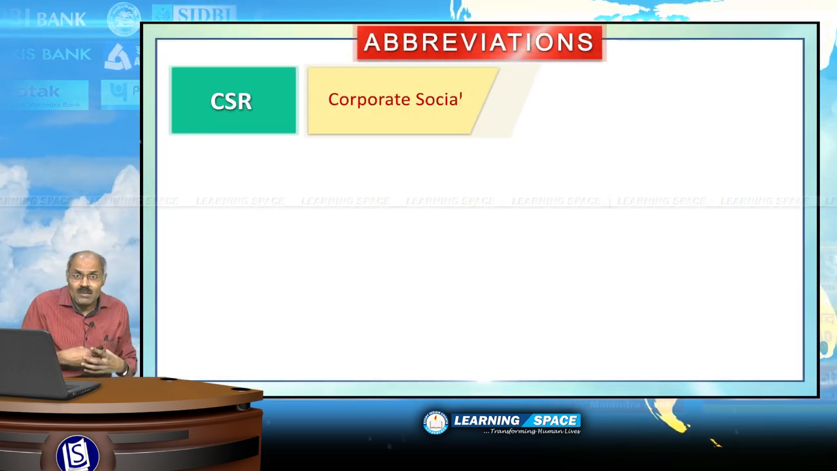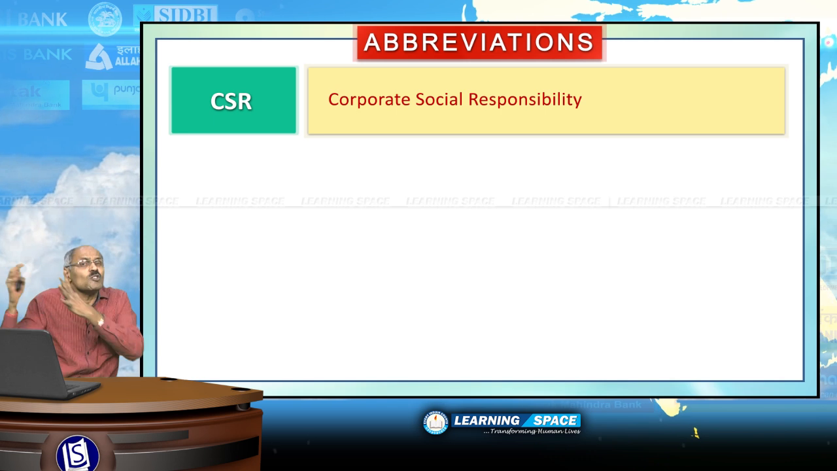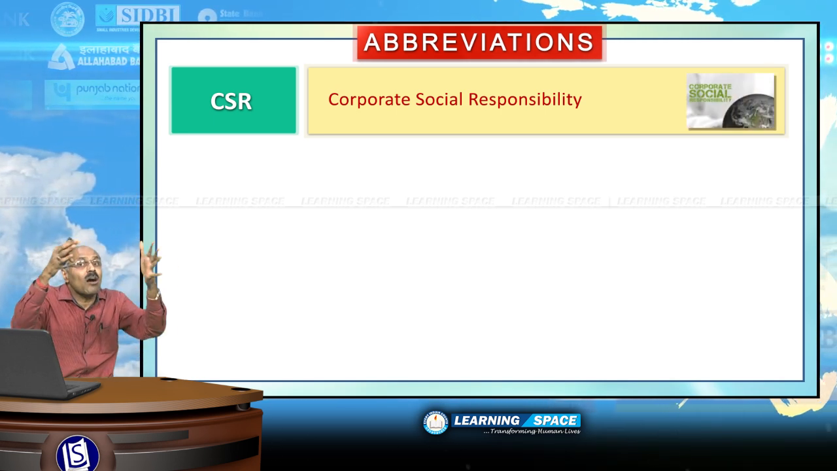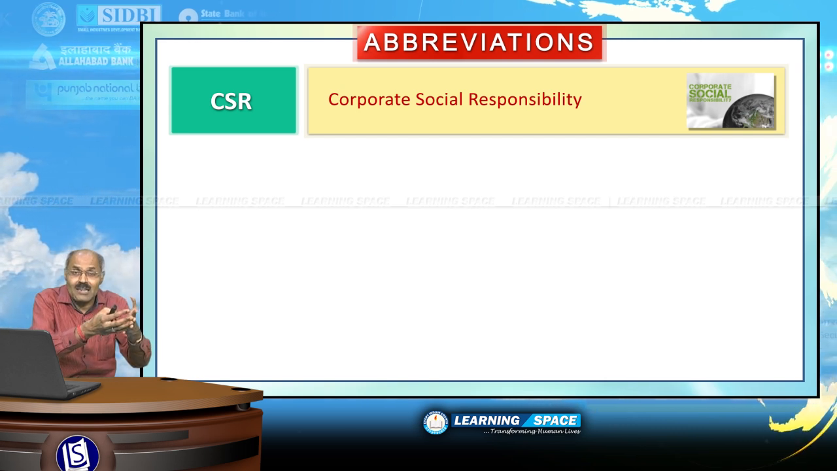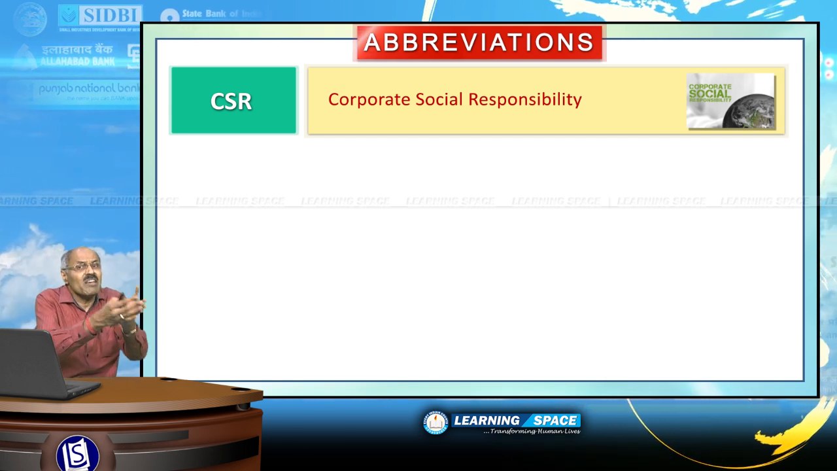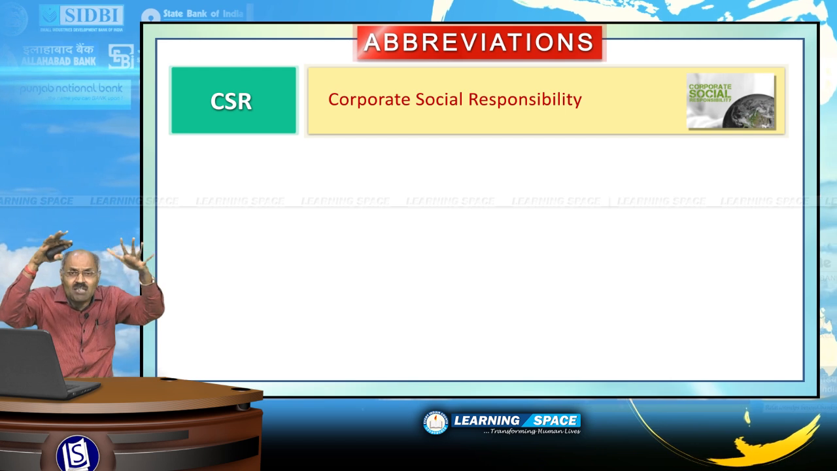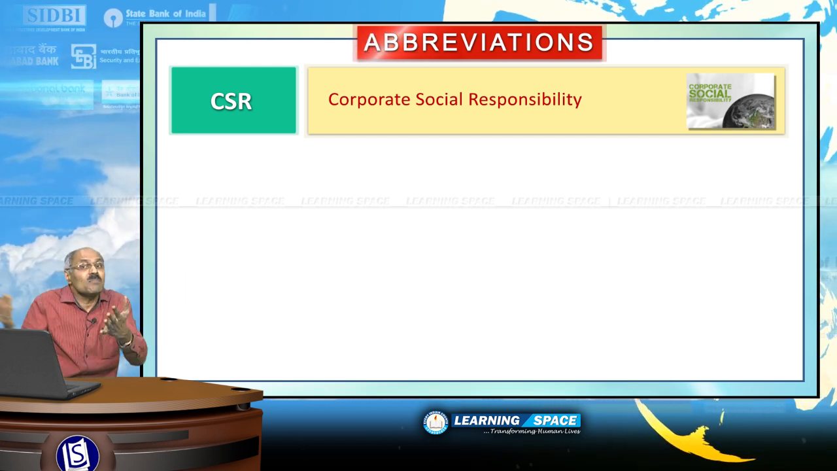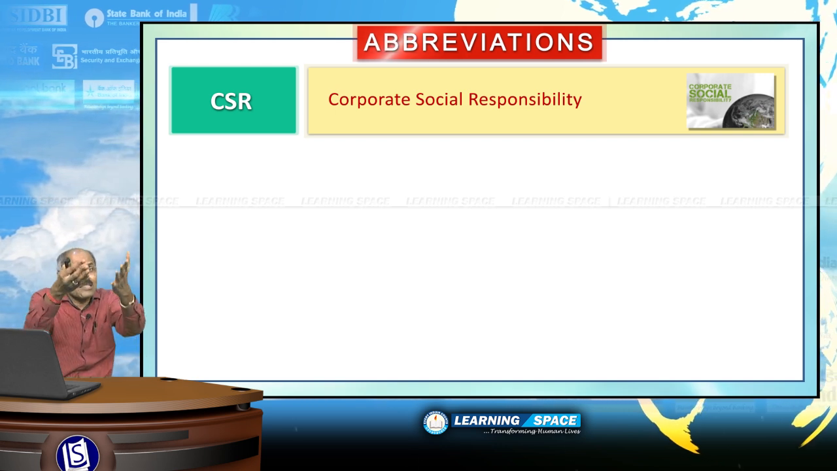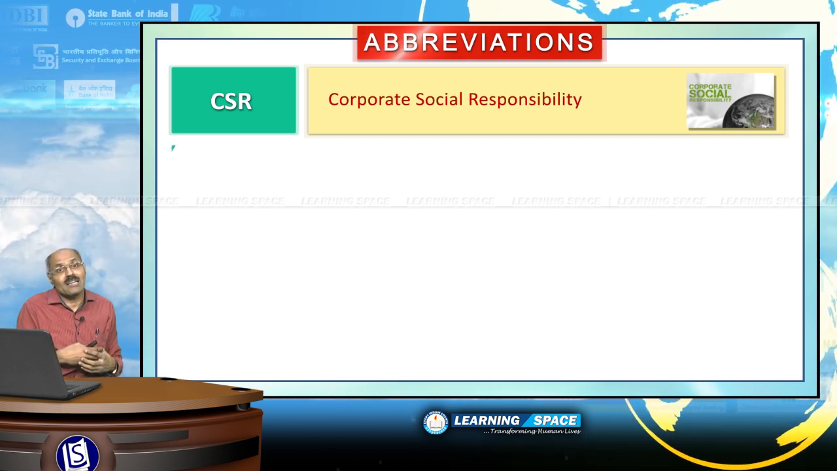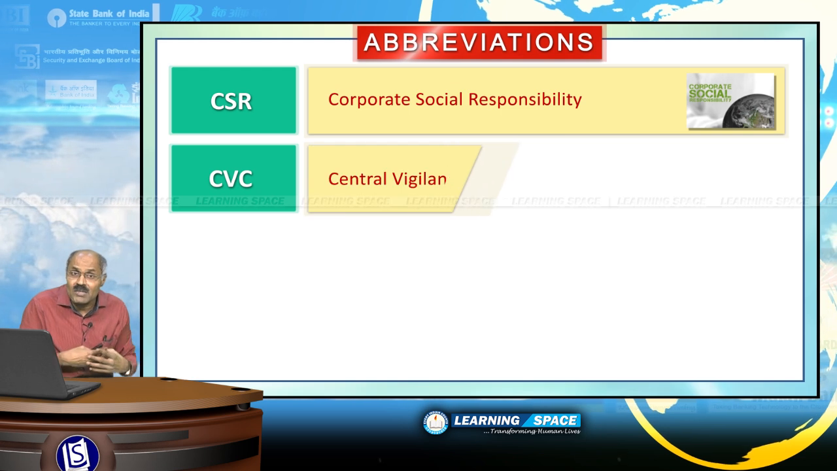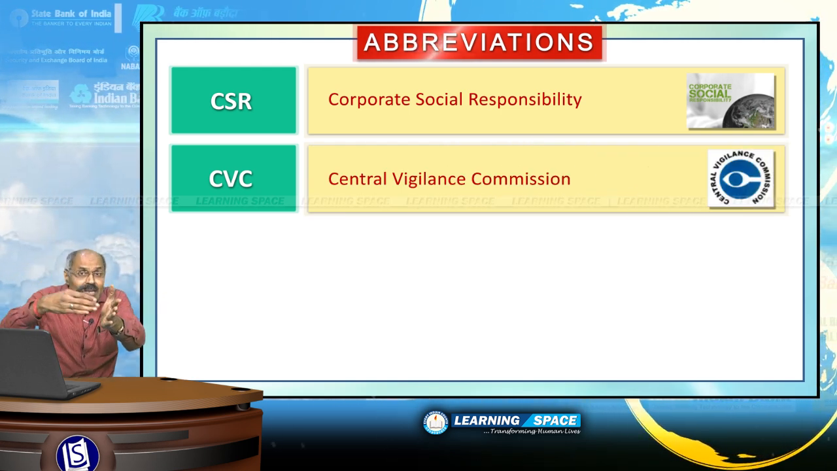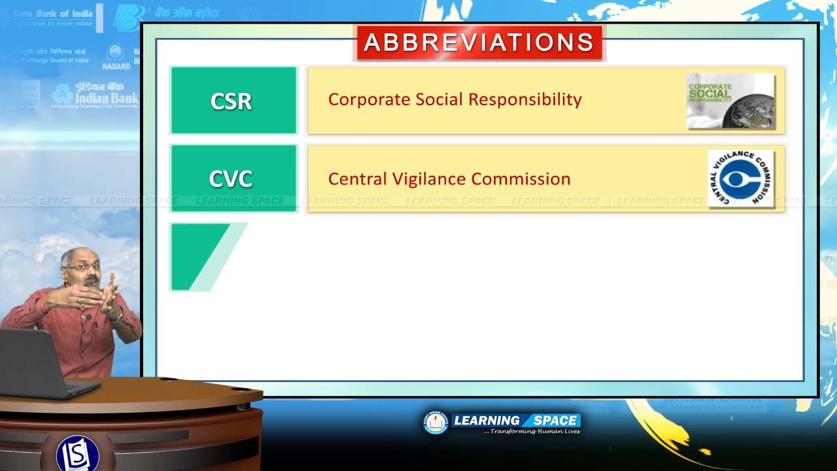Corporate social responsibility, the companies have to spend some money subject to the regulations, that is corporate social responsibility, that is building schools, giving water supply, like social concern initiatives to be undertaken by the companies subject to some regulations, and this is corporate social responsibility. CVC, Central Vigilance Commission, established in the year 1964 subsequent to Santhanam Committee recommendations, please don't forget.